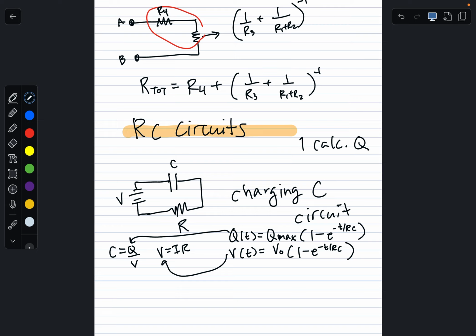No RC circuit problems with switches? Well, yes, but that won't change anything. When you have a switch, all that is doing is controlling when you start the charging process or when you start the discharging process. So the switch does not affect what you do in any way. So don't worry about switches. I remember, it's so funny, when I first learned this, the switch bothered me too.